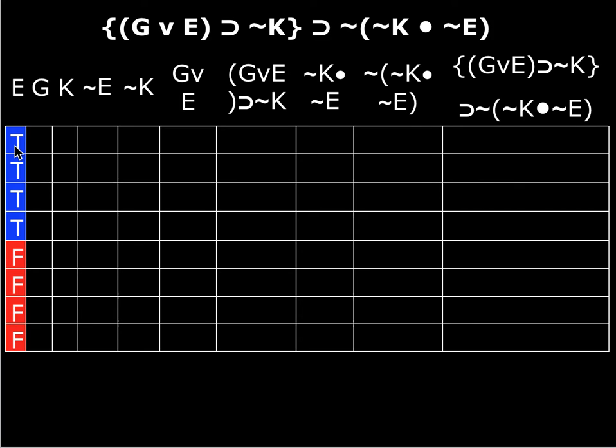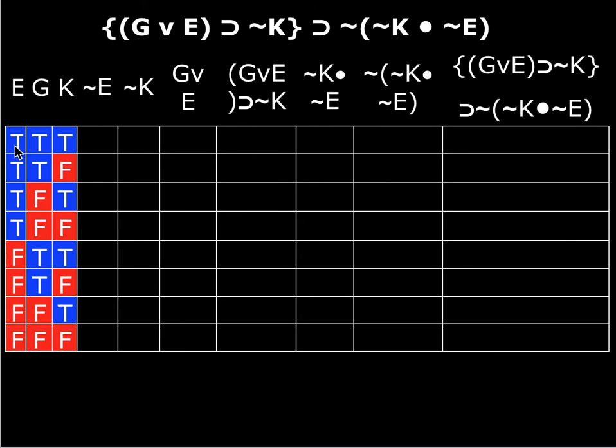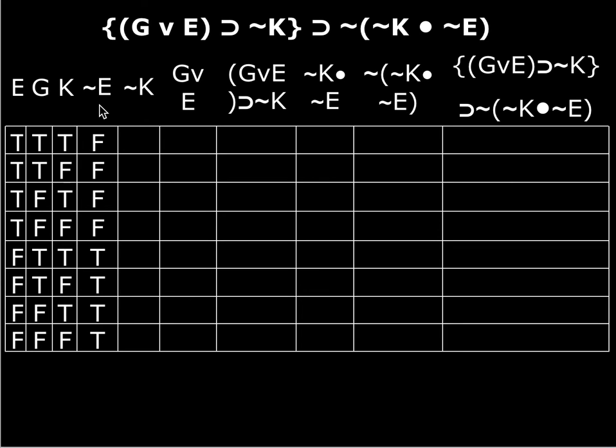I'm alternating by 4s there. The top half is 4, so I'm going to alternate by 2s. True, true, false, false, and now alternate by 1s. Okay? Now, not E, that's just the opposite of E. So this was 4 trues, 4 falses. This is going to be 4 falses and 4 trues.